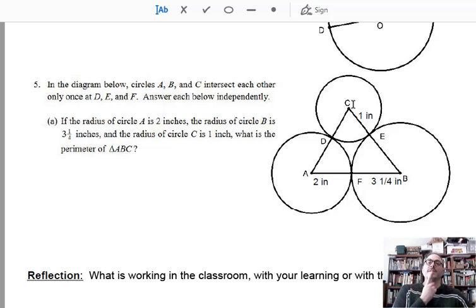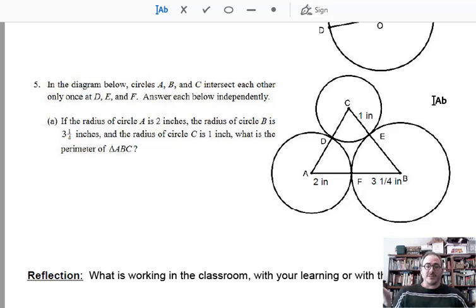Pause the video and think about this. This is very much a thinking question. You need to apply your mind. Don't give up. You have all the skills you need to solve this. You want to find the total perimeter of this triangle. How do you do it? Pause the video, give it a shot. Think about it.